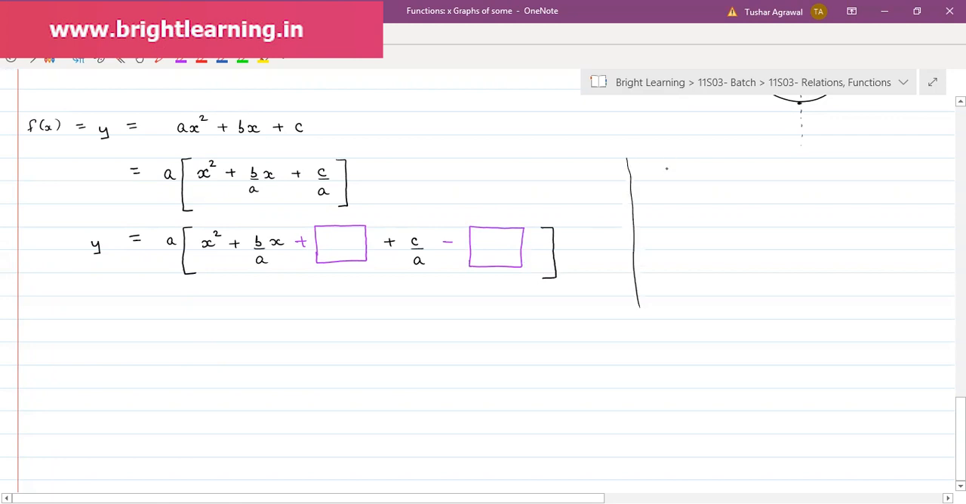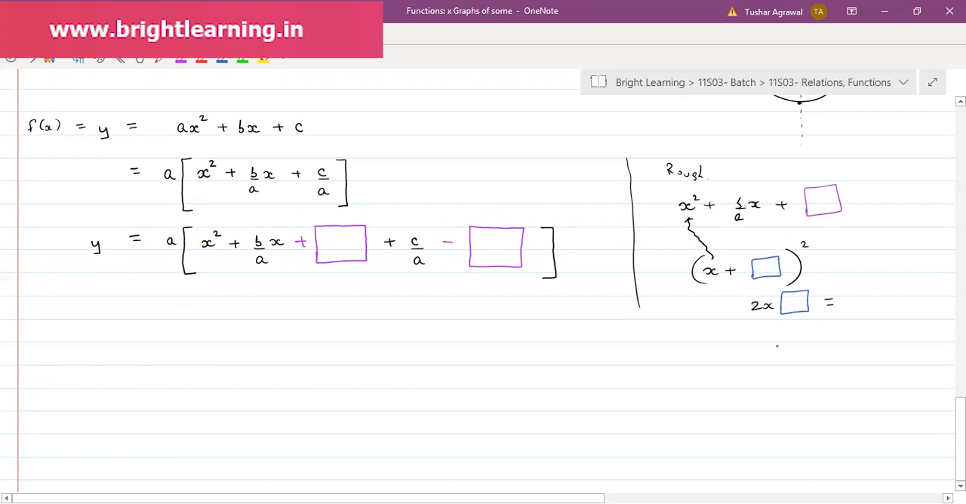So now the rough work I will do: what expression should I add, what number should I add, to make it a perfect square? x square plus b upon a times x plus some box. Okay, so it is something like (x plus another box) complete square. x plus blue box complete square. So x is related to square. Now 2 into x into blue box is the middle term. Twice the AB term.